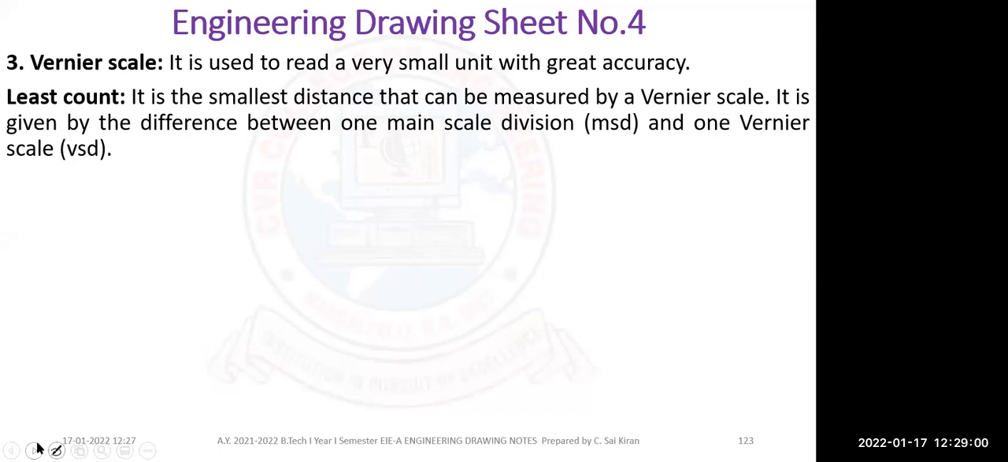0.01. So you can measure up to 2 units or 3 units in the Vernier scale.